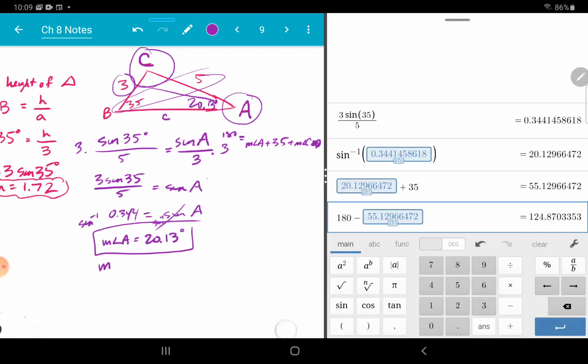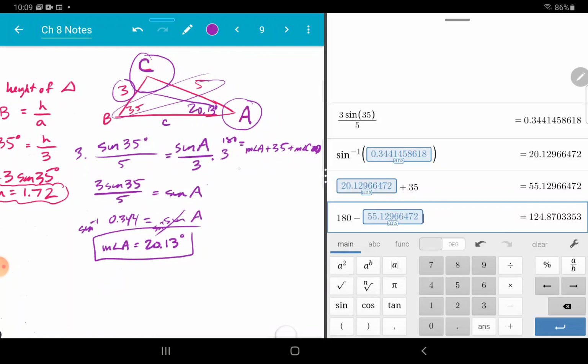So that's going to be my measure of angle C. The measure of angle C is equal to 124.87 degrees. Oh no, I cannot write my degree symbol. Sorry, this is getting messy. Okay, just do it like that. That's the measure of angle C.